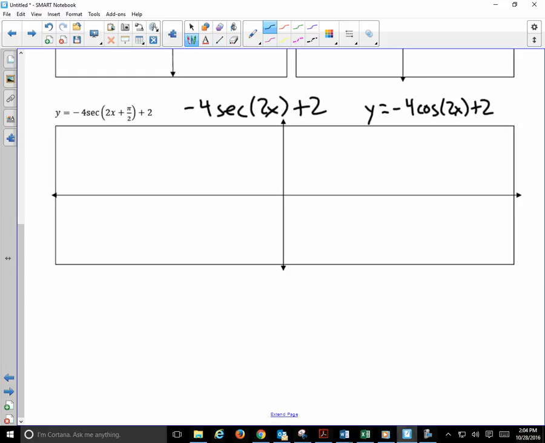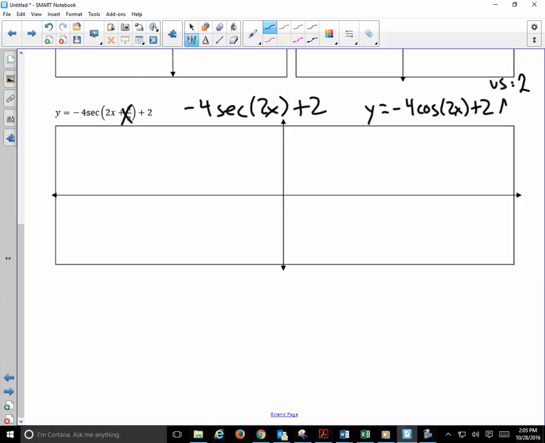Can somebody tell me what is the vertical shift of that graph? Vertical shift. I'm just changing the problem. I think that problem is too tough for us to do right now. So I want to add 2. So the vertical shift is plus 2.